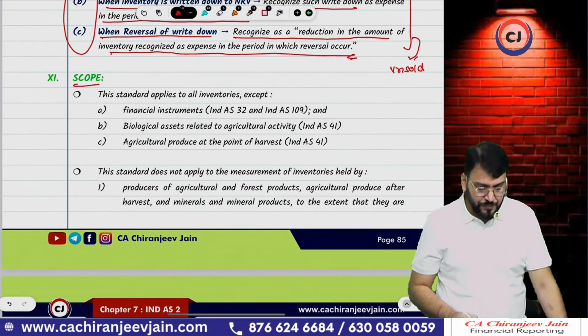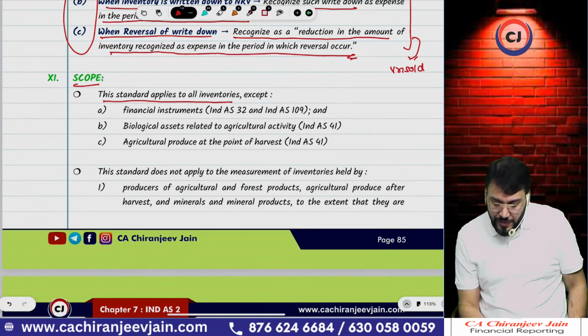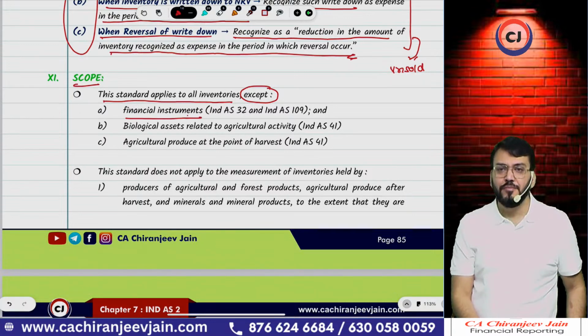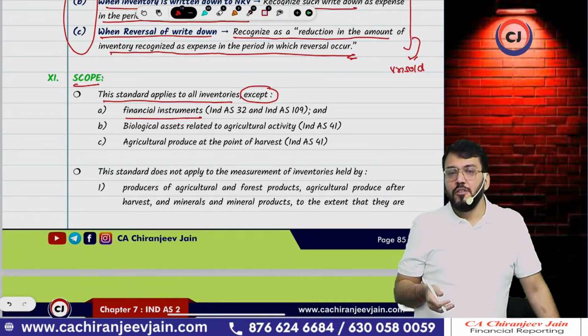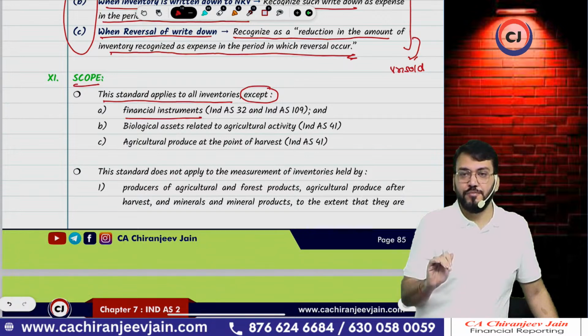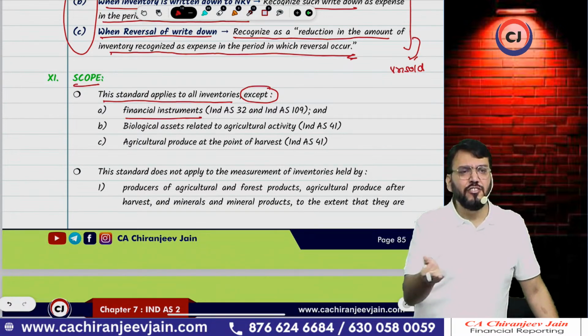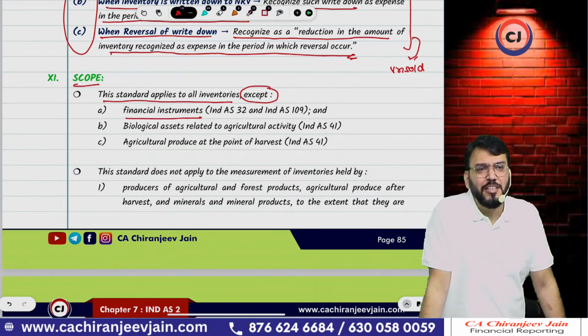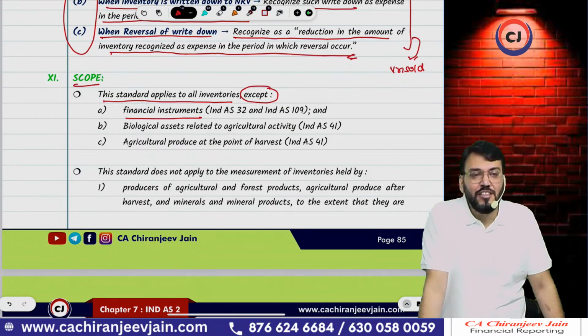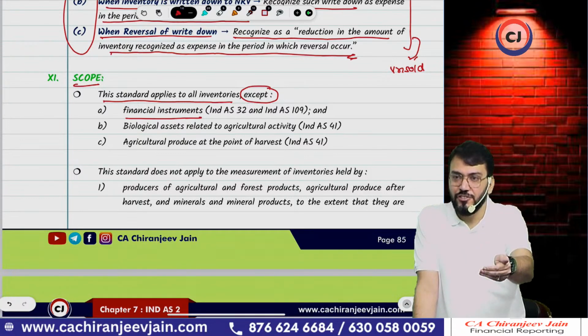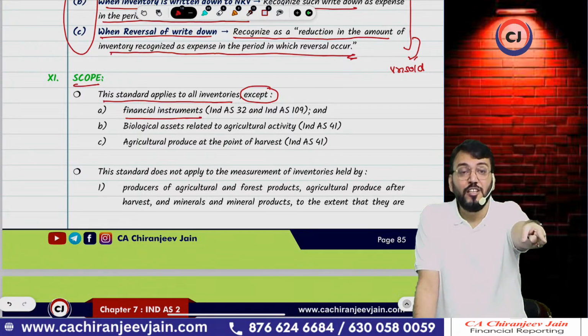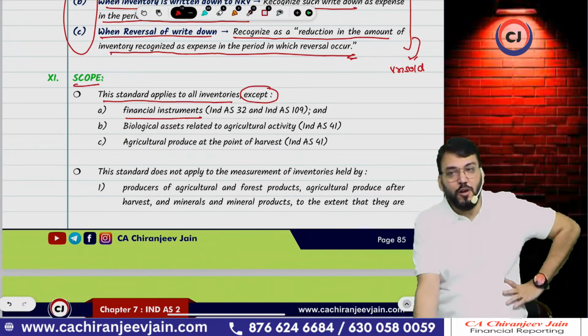Scope. Chapter is over. This standard applies to all inventory except financial instruments. Financial instruments means equity shares, other investments. Suppose you are doing trading in equity shares, purchase and sale of equity shares, and that is your ordinary business. Quite possible. Then it will meet the definition of inventory, because inventories are assets held for sale in the ordinary course of business. So if you are trading in equity shares of other companies, that will become stock. It meets the definition of inventory, but it is scoped out from this chapter.